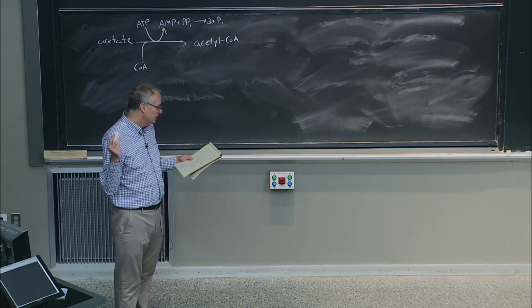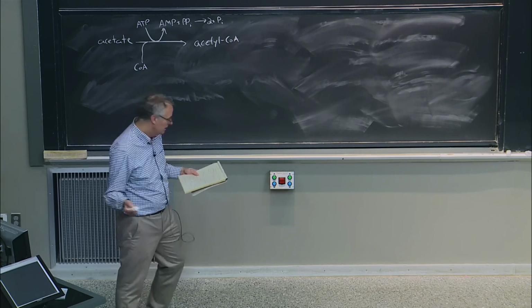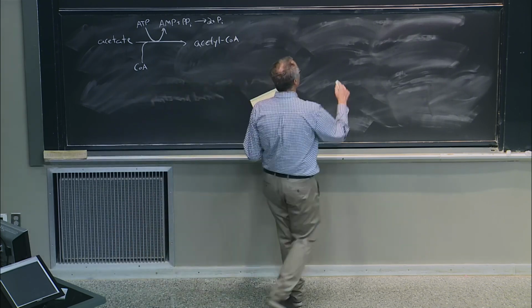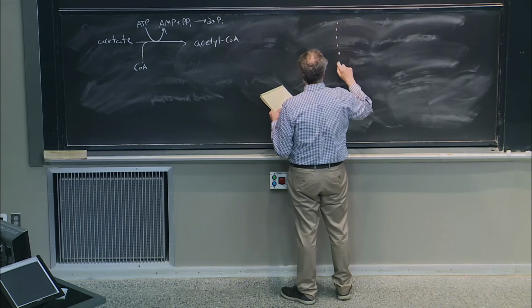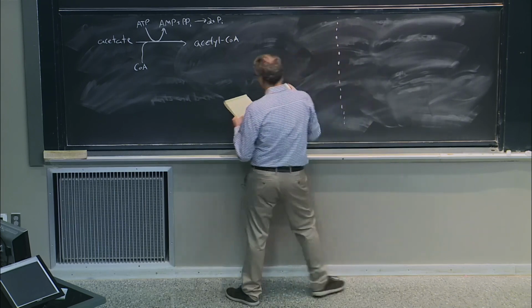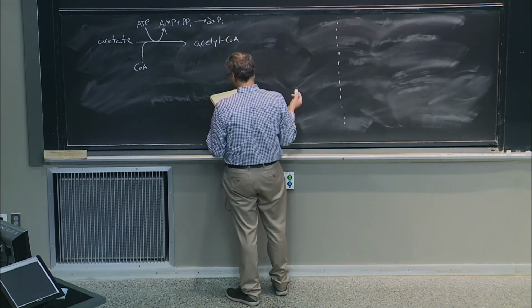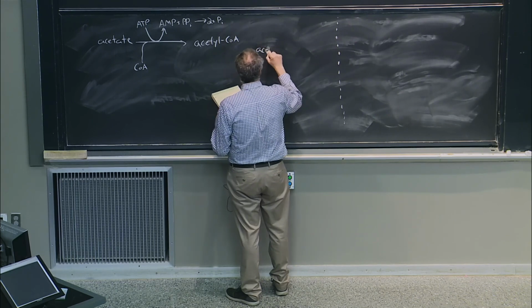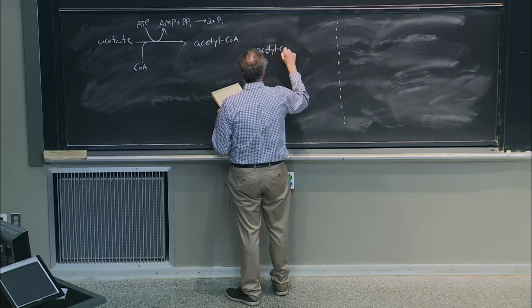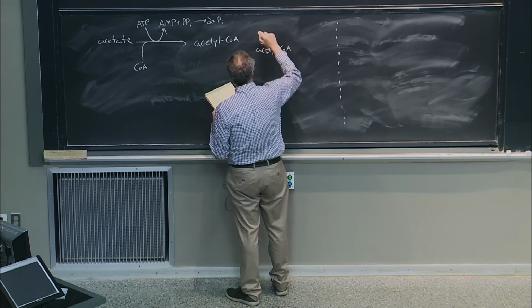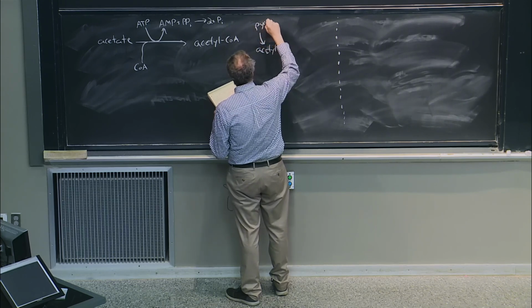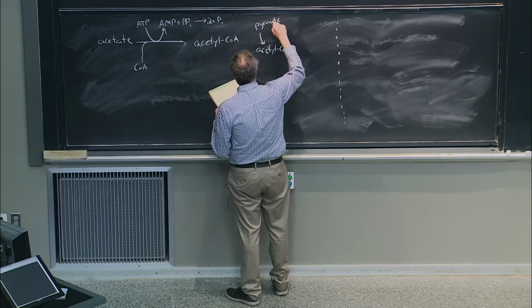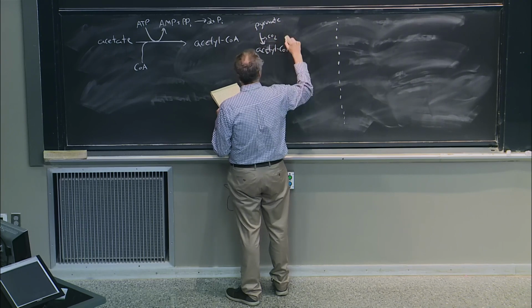However, this is not the way it works if you already have an acetyl-CoA in the mitochondria, okay? And so if in the mitochondria you already have an acetyl-CoA, okay, this can come from pyruvate via the PDH reaction.